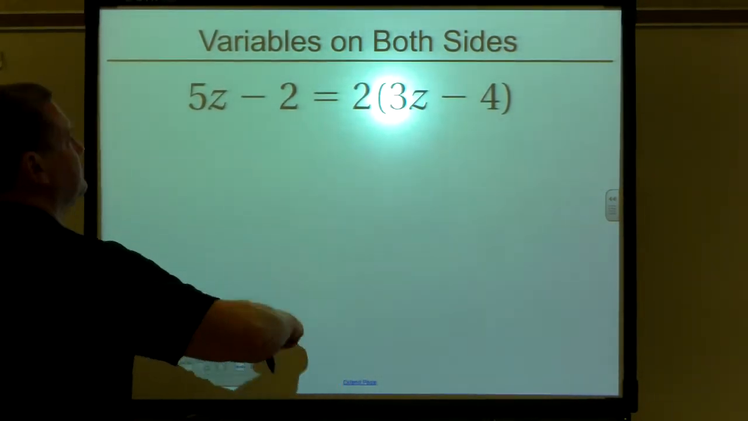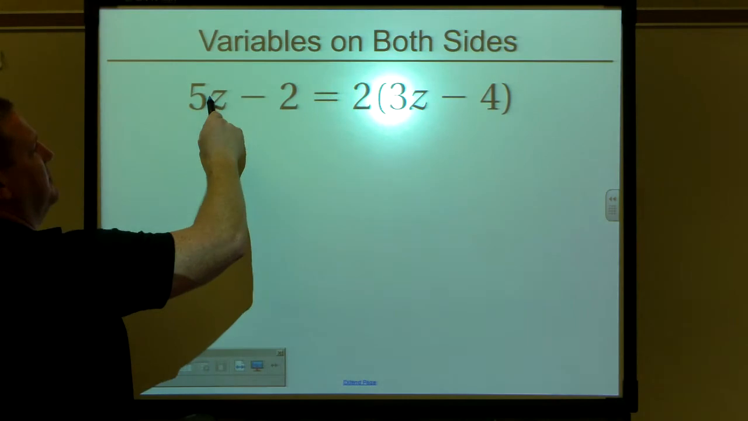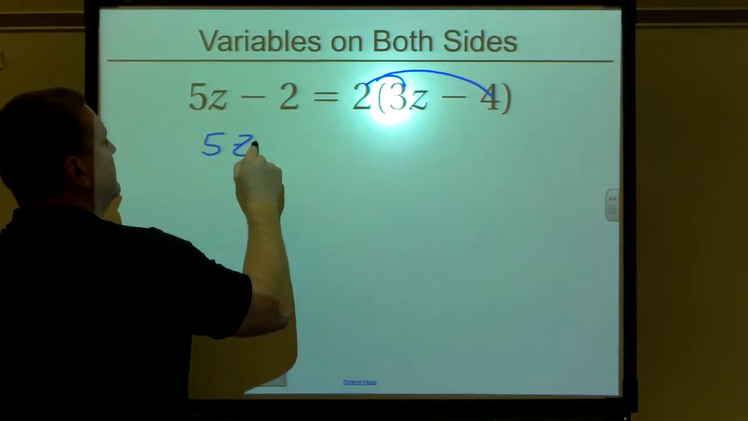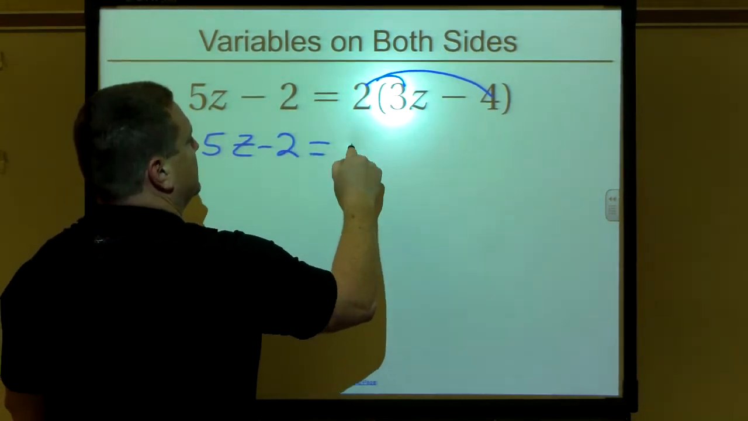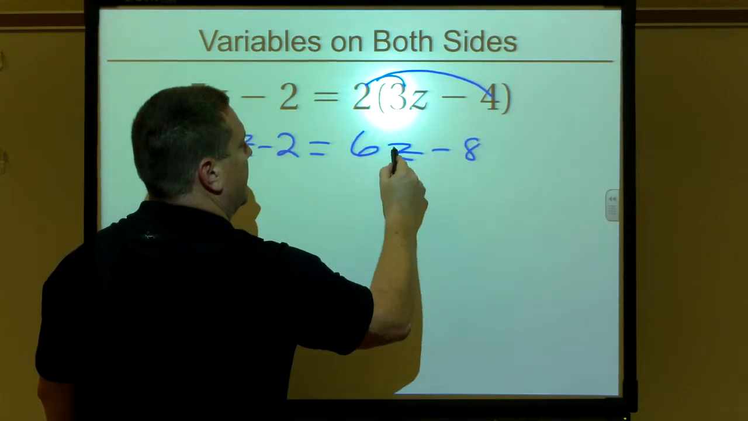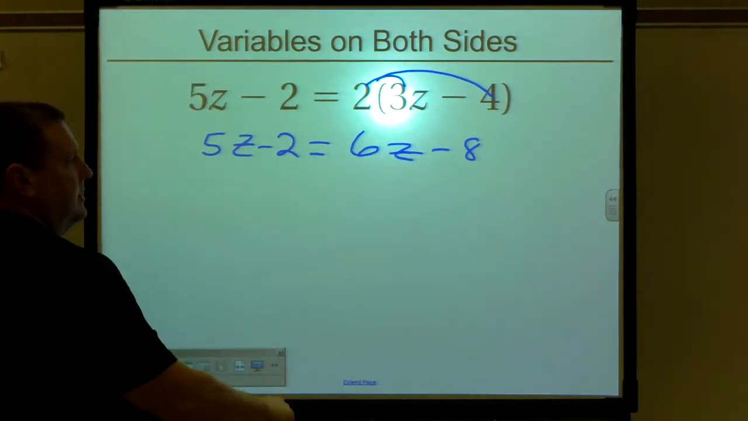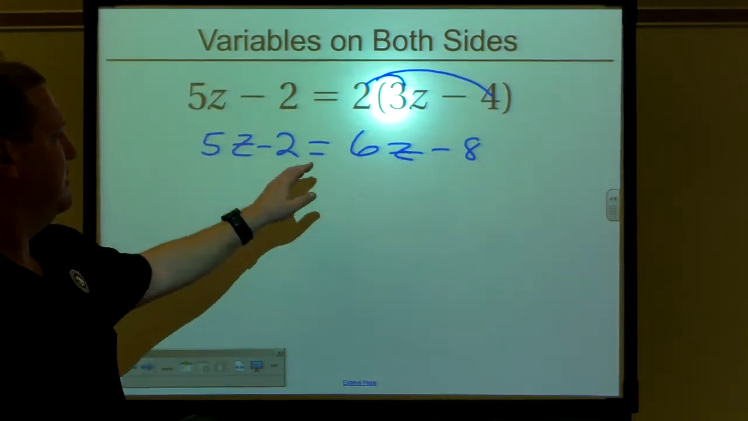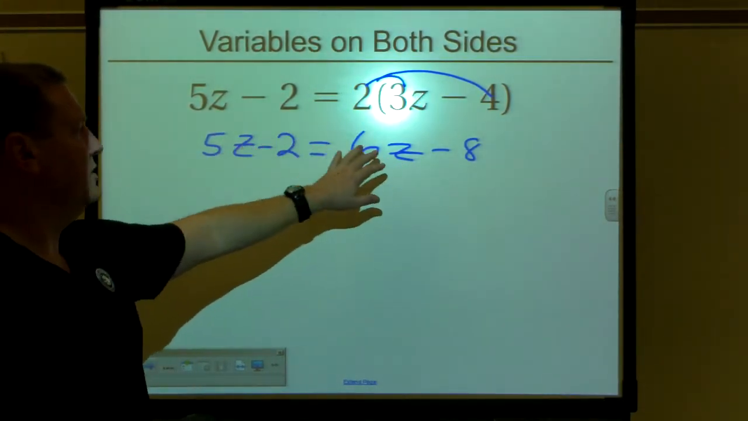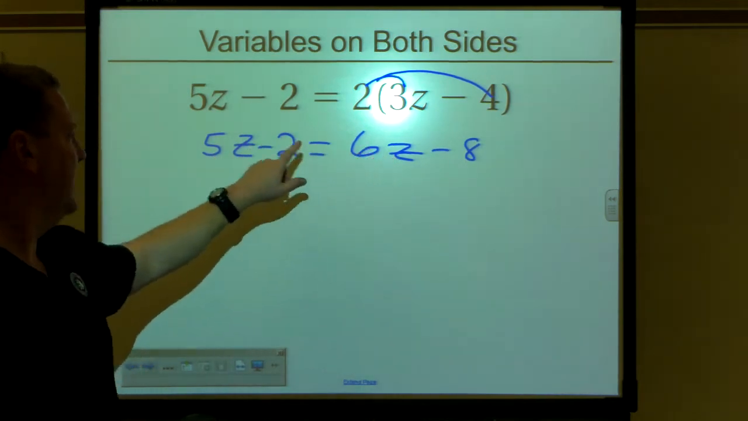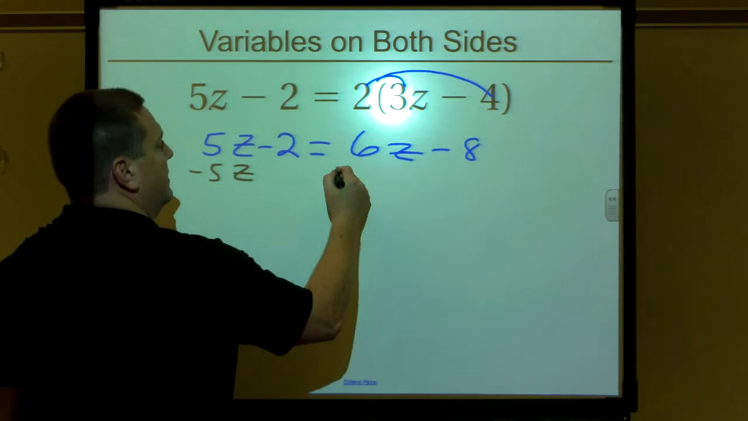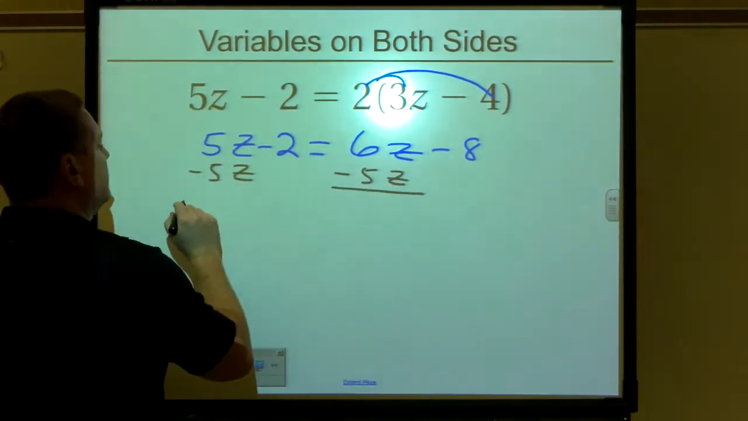Here's another one. Can't combine my z's with z's here until I first distribute, so I have 5z minus 2 equals 2 times 3 is 6z, and 2 times negative 4 is negative 8. That's the letter z. Now that both sides of my equation have been simplified, I now decide which of my z's to get rid of, or move them all to one side. This is smaller than that one, so I'm going to minus 5z from both sides.